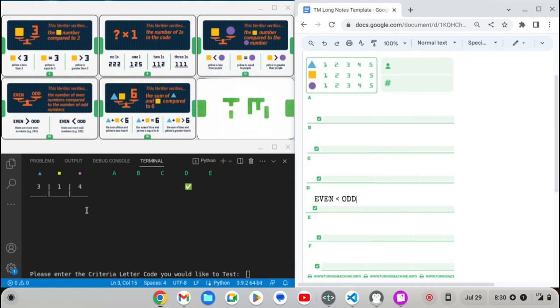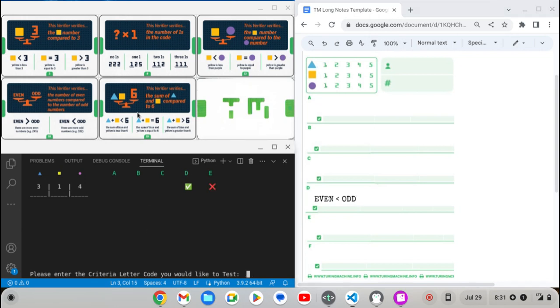Let's see, what else can we test? We do have a majority of odds. We do have that card, criteria card B, that tests the number of 1s. I do have a single 1. But I think right now, let's see. Let's go ahead and test criteria card E.